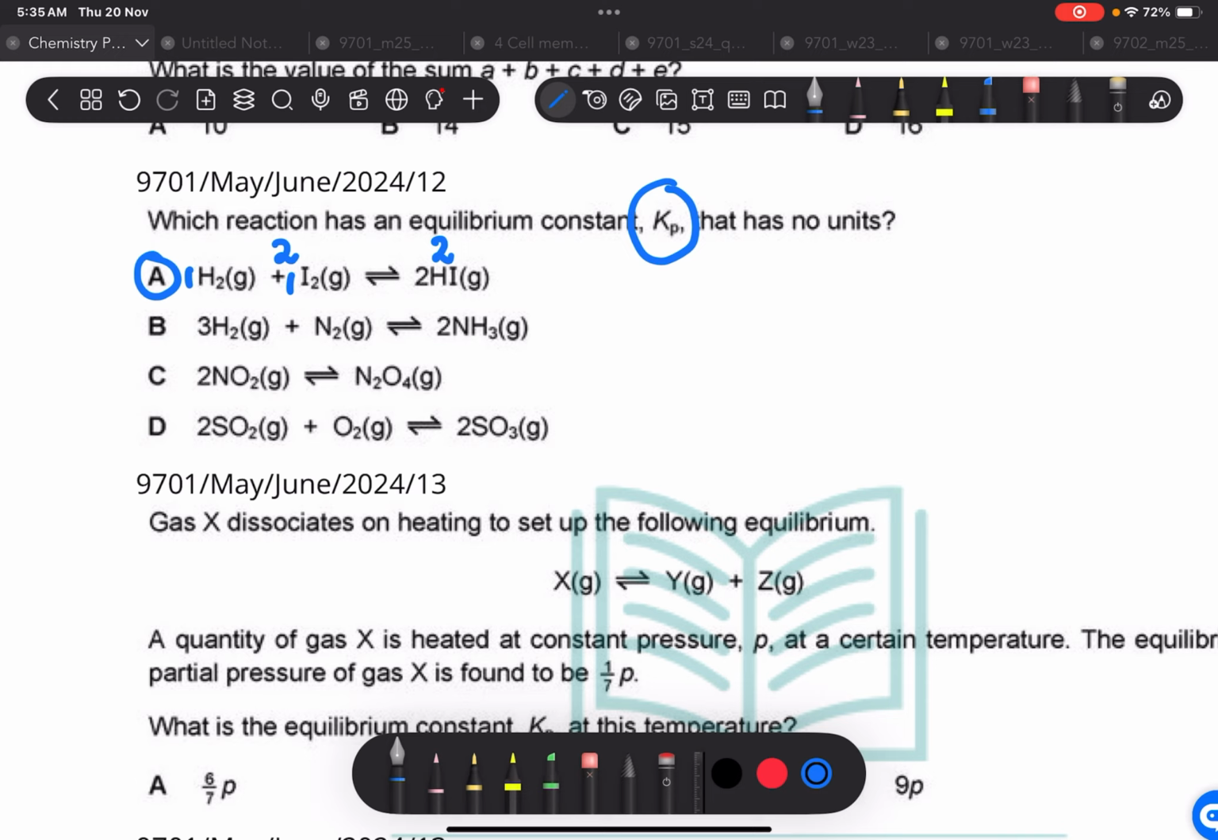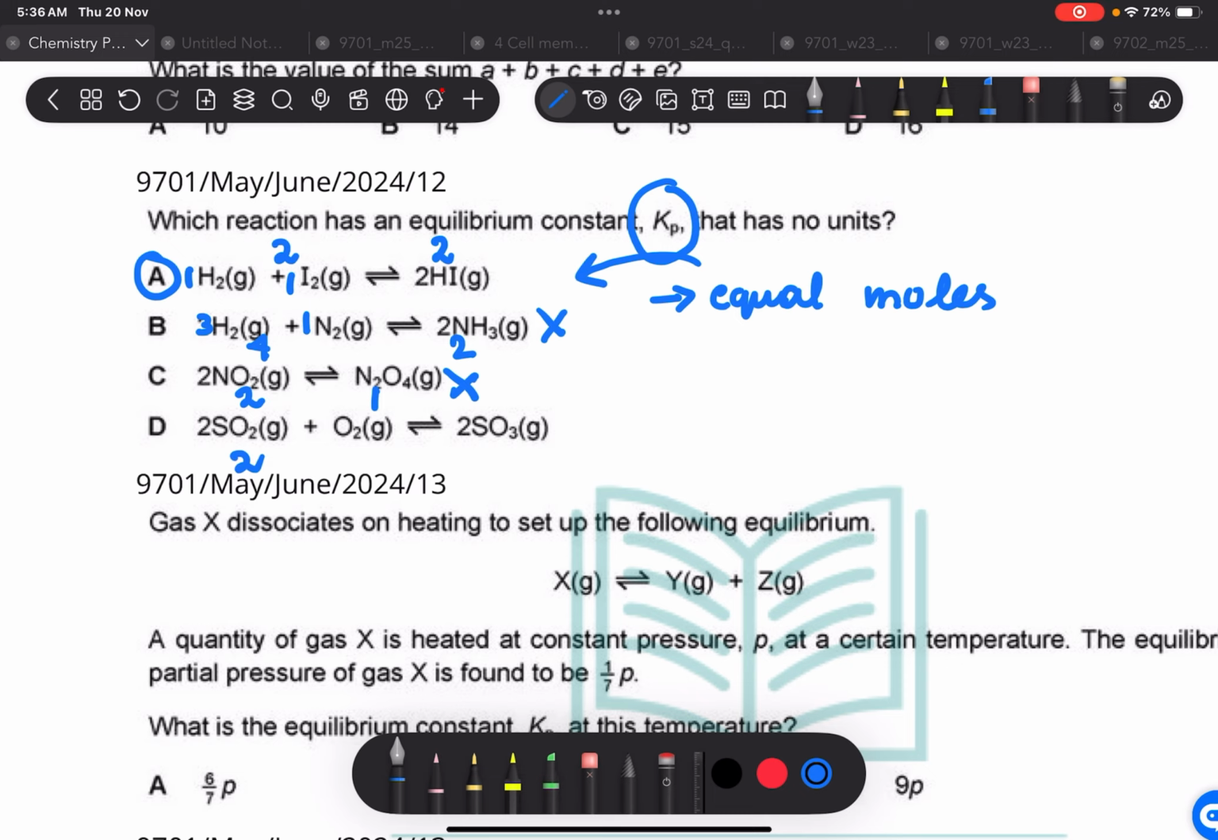For option number B, there are 3 plus 1, 4 moles on the reactant side, 2 moles on the product side. So no. For option number C, it's 2 moles on the reactant side, 1 mole on the product side. No. Equal moles on the reactant and product side cancel out the Kp and Kc expressions. So what you're looking for is equal moles. The key concept in this MCQ is equal moles.